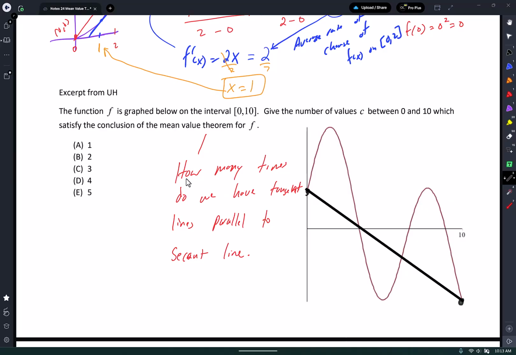You see that black line there? The slope of that line, how many tangent lines do I have that have that same slope? Yeah, right there. Do you see how that looks like it's parallel right there? And then it looks like another one right here. See? And then it looks like one more right there. How many do you count? There it is.